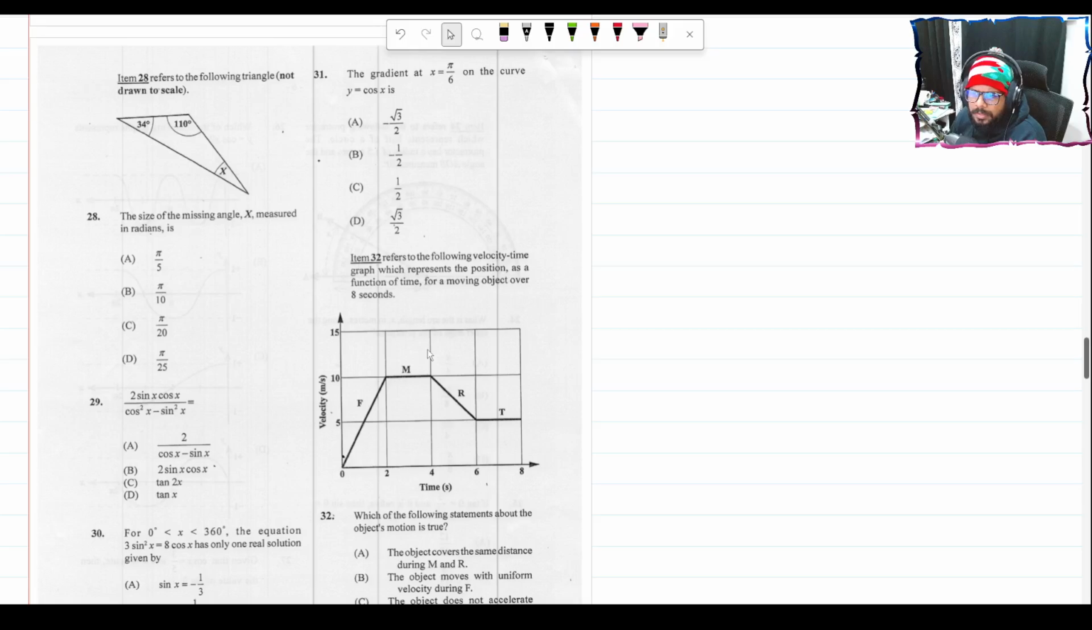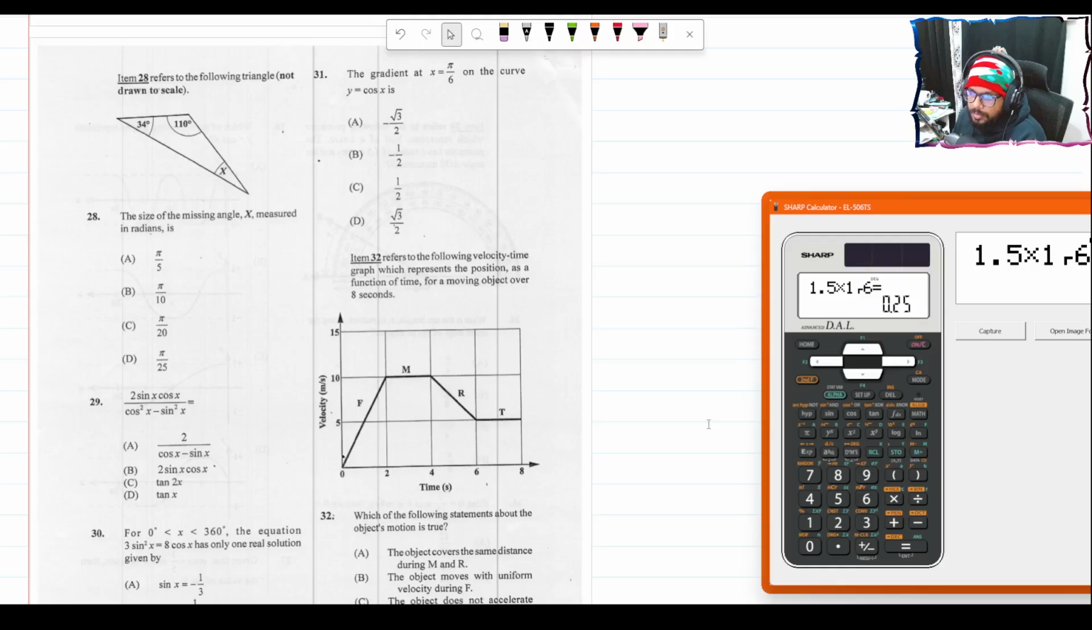Number 28. We did this question as well in the past, right? Let me go through it again. My calculator: 34 plus 110, take away 180. So I know the missing angle is going to be 36 degrees. So 36, I'm going to do 180 divided by 36 to see what the denominator is: pi on 5.